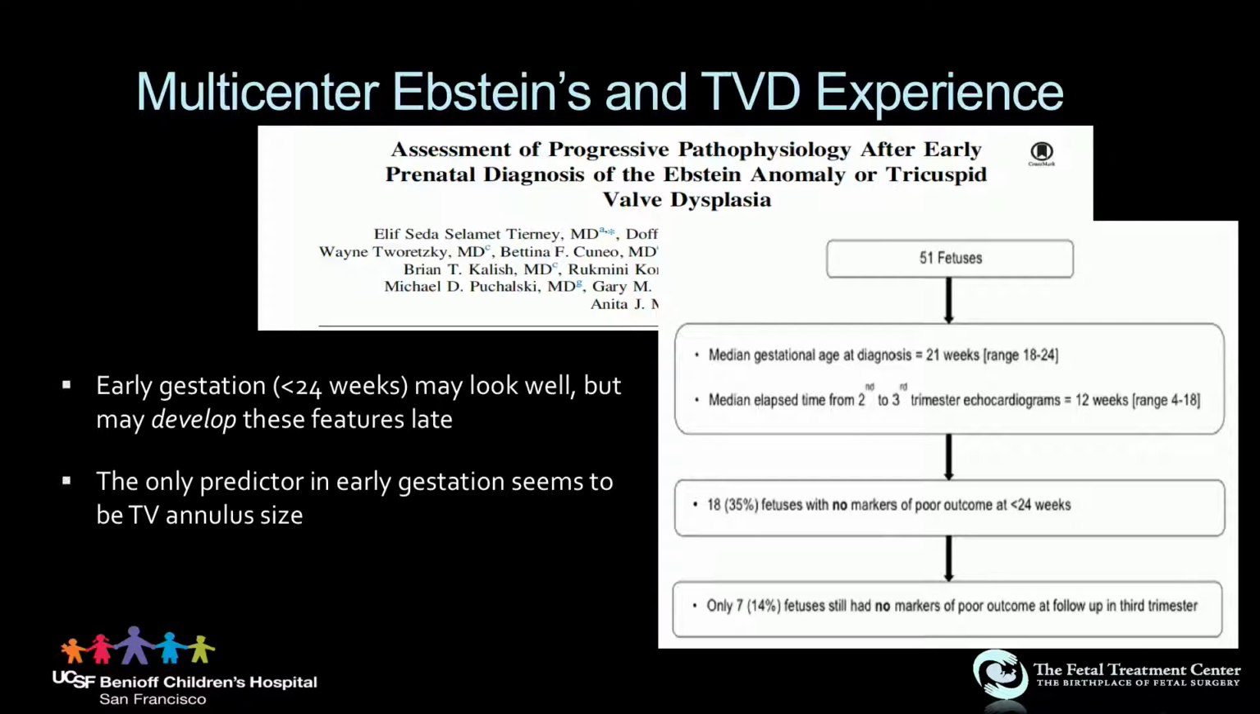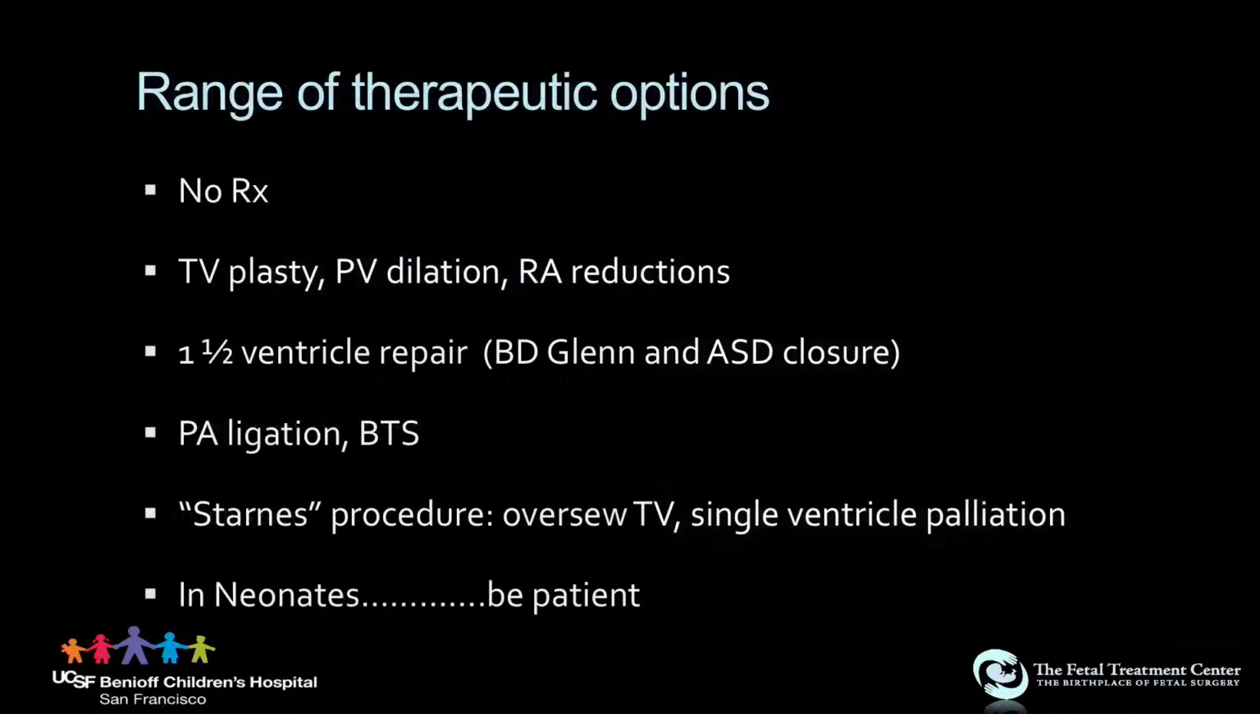And the only predictor that we could look at early in gestation was the tricuspid valve annulus size. So the take-home message is that Ebstein's and tricuspid valve dysplasia represent a spectrum, but that early diagnosis does confer a worse prognosis, and they need to be watched serially.